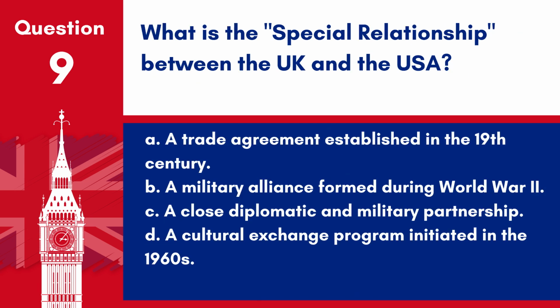Question 9. What is the special relationship between the UK and the USA? A. A trade agreement established in the 19th century. B. A military alliance formed during World War II. C. A close diplomatic and military partnership. D. A cultural exchange program initiated in the 1960s.